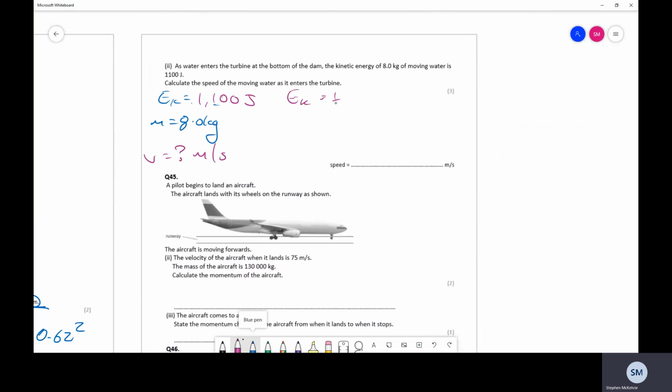EK is equal to 1/2 times mass times velocity squared. V is equal to the square root of EK over 1/2 times mass. V is equal to the square root of EK, which is 1,100, over 1/2 times 8. Pop that into my calculator.